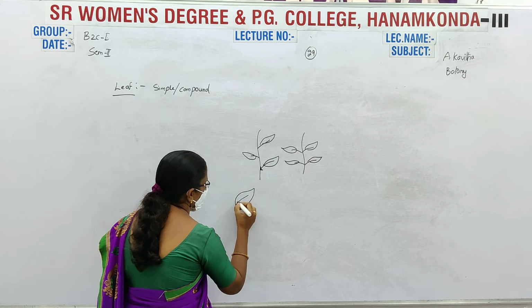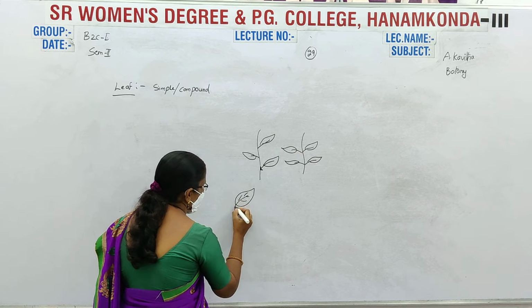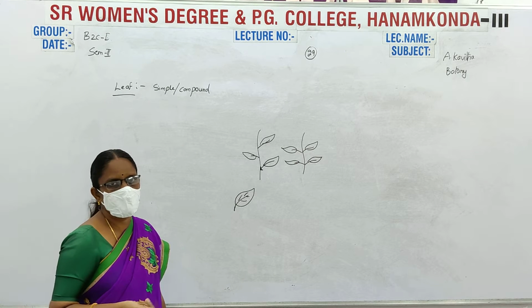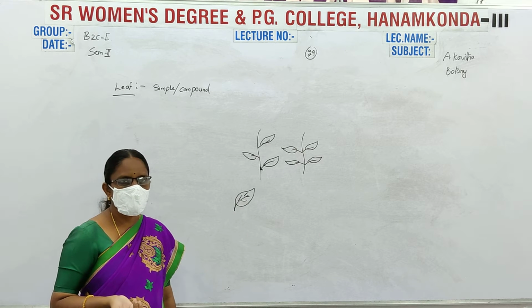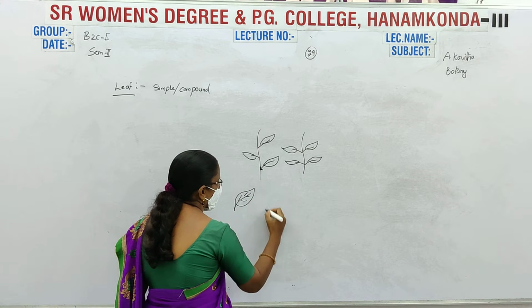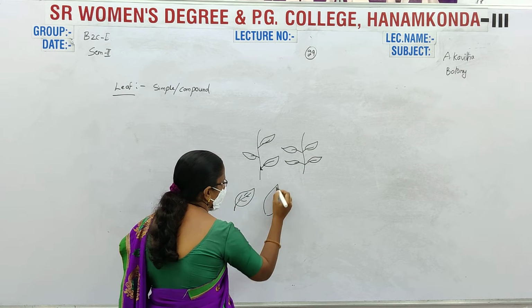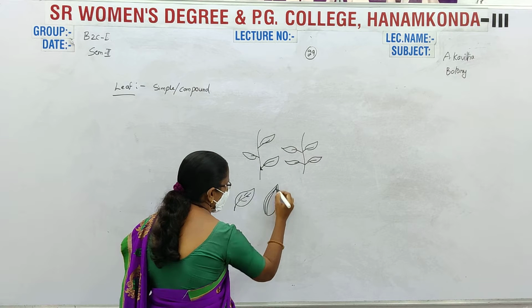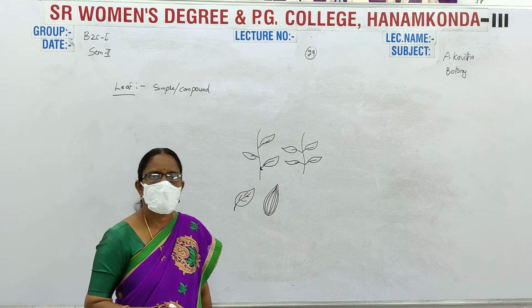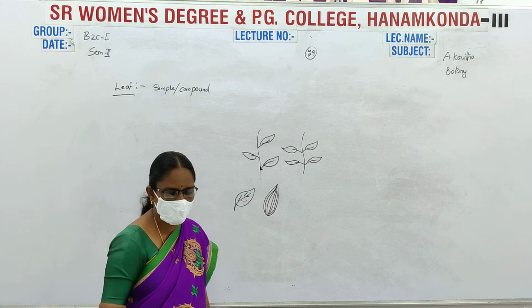For example, this is the leaf, and this is called the petiole. Petiole is present or absent: petiolate or sessile leaves. And the venation. Venation is reticulate, or sometimes parallel venation is present. This is parallel venation.